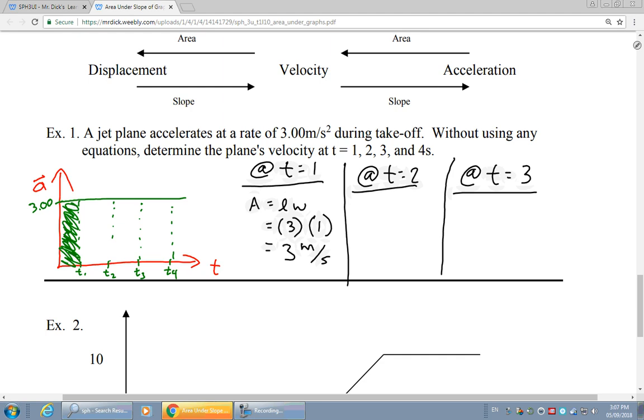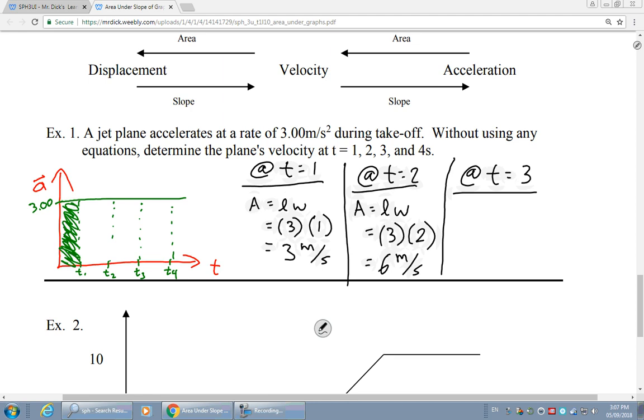At t equals 2, it's the same idea. Area is still equal to length times width, but in this case, after 2 seconds have gone by, the length could still be 3 meters per second squared from the acceleration, but now I'm just multiplying by 2 seconds that have gone by. And again, when I get my answer of 6, I know that it's actually equal to 6 meters per second. At that stage now, I've found all of the area up to this point. Using my fabulous coloring skills, of course.